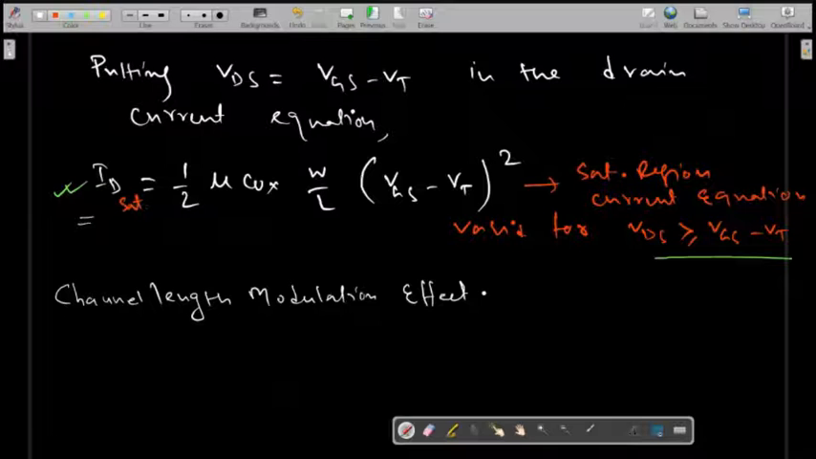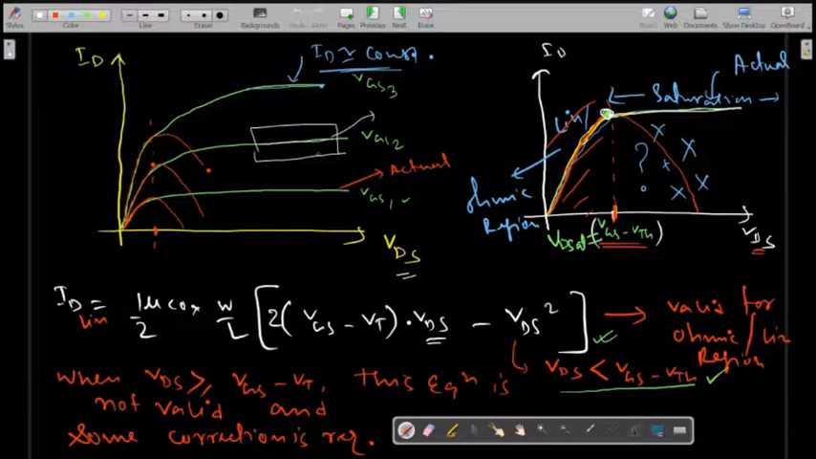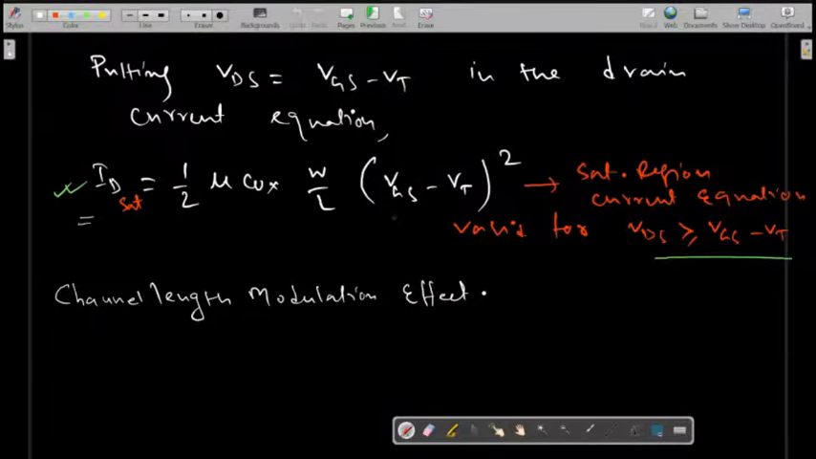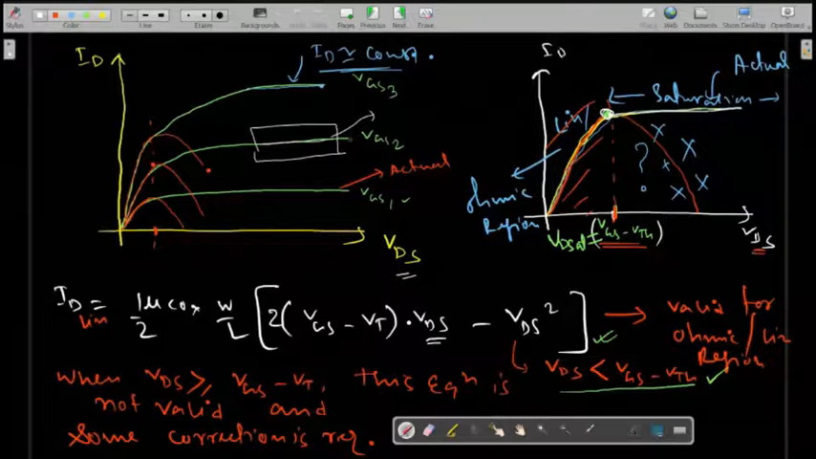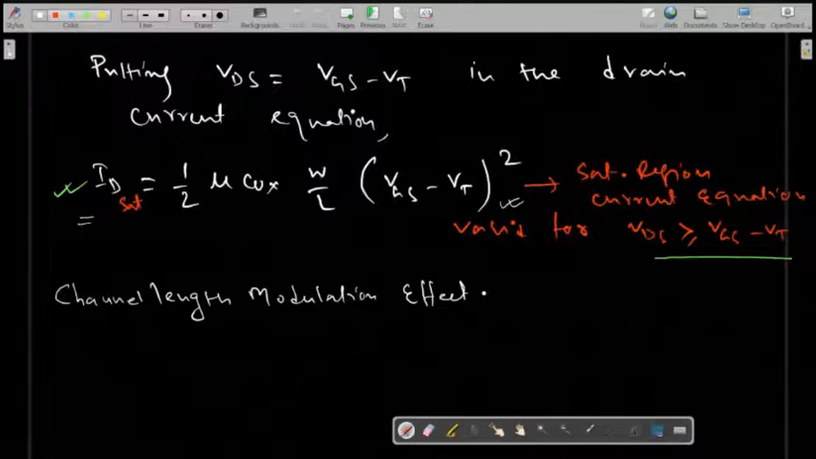But whatever current equation we derived is unable to capture that effect. One good model means it will efficiently capture all the effects of a real transistor. But in the saturation region, this equation is unable to capture the channel length modulation effect, because in our model, if I plot the graph, it will be perfectly constant. So again, we need some model improvement so that we get exactly this type of variation in the saturation region. Okay, so let us see.